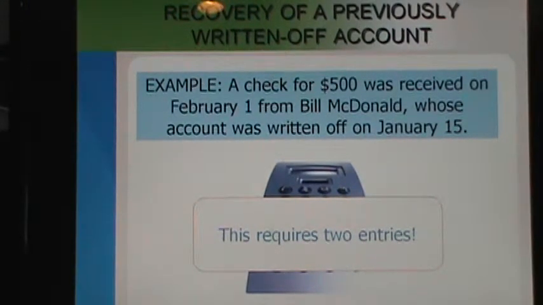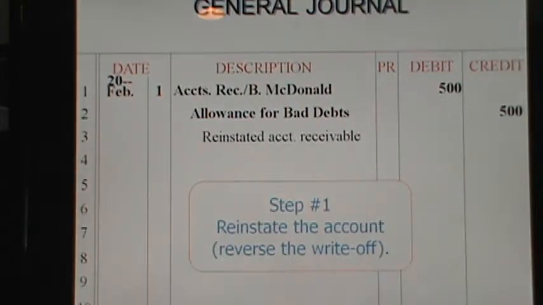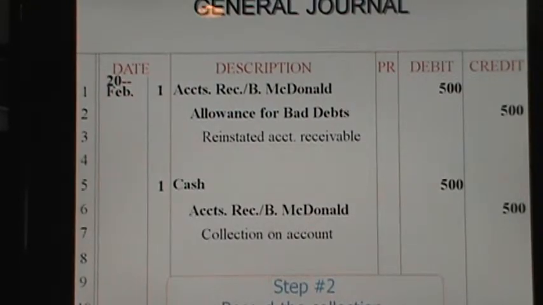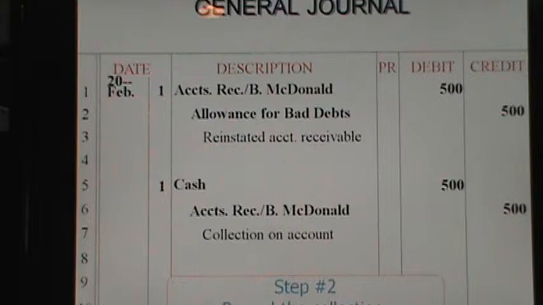So this requires two entries. We have to reinstate him, so we debit his accounts receivable / B McDonald, and then credit his allowance for bad debts. We have to put him back into the system, and then we would pay him off just like he had paid it on time. So we debit our cash because we got $500 cash from him, and then we credit that same account that we reinstated him in, the accounts receivable / B McDonald.